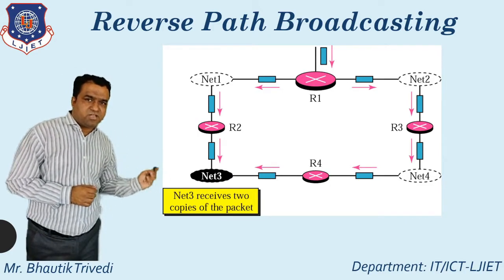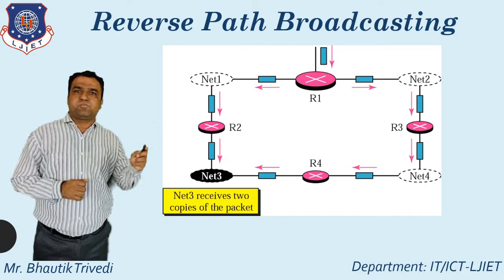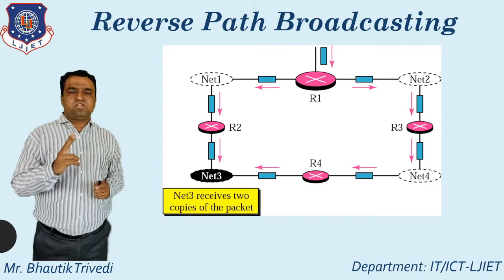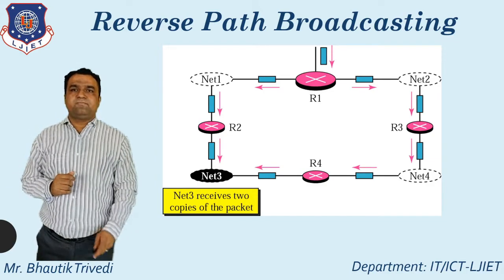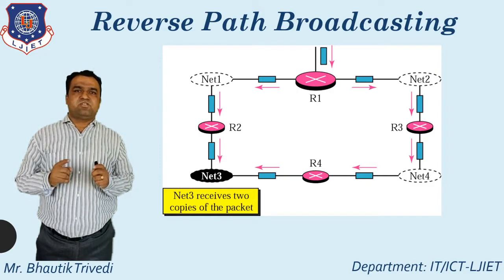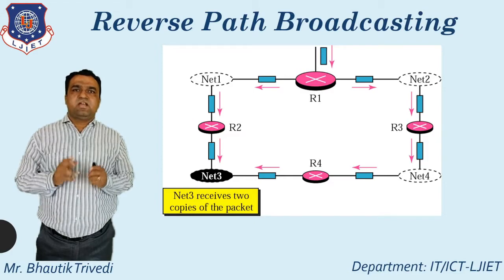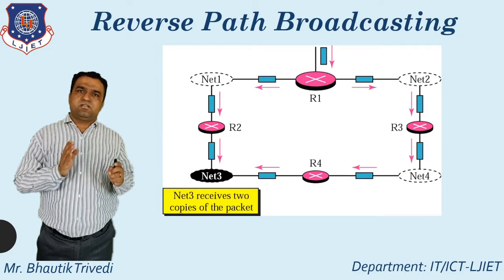Means network 3 receives two copies of the packet. That is the reverse path broadcasting. So up to this, at least you know the two important points. One, that is known as RPF. Second one, that is known as RPB. RPF means reverse path forwarding, and RPB means reverse path broadcasting.